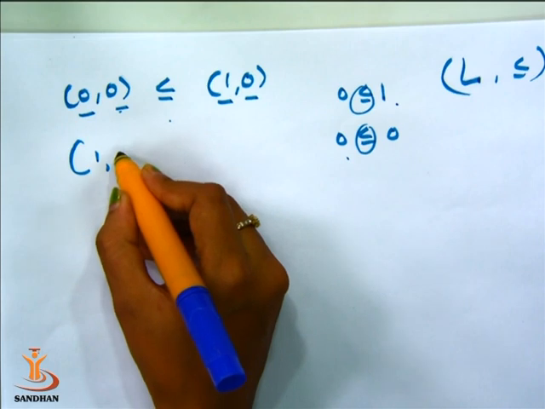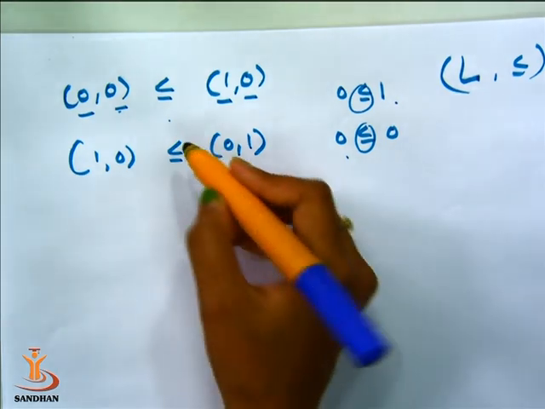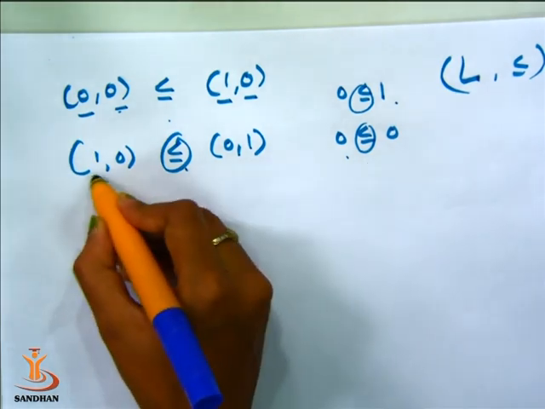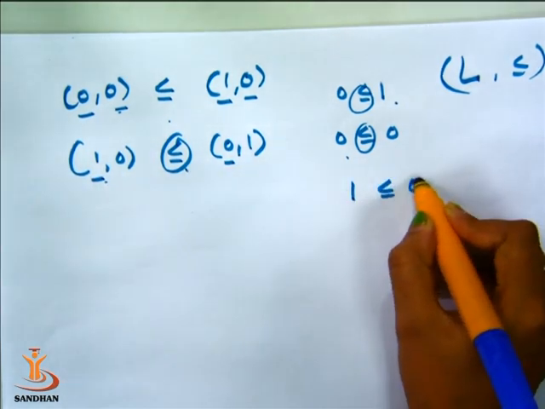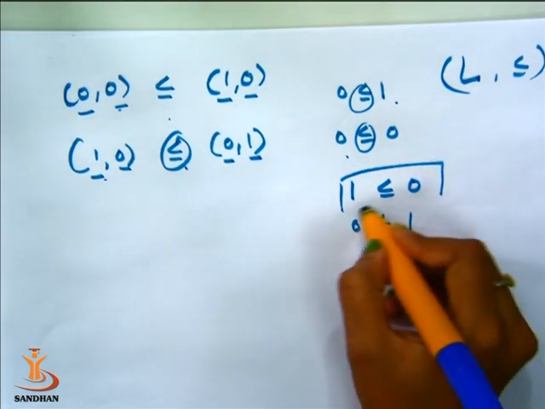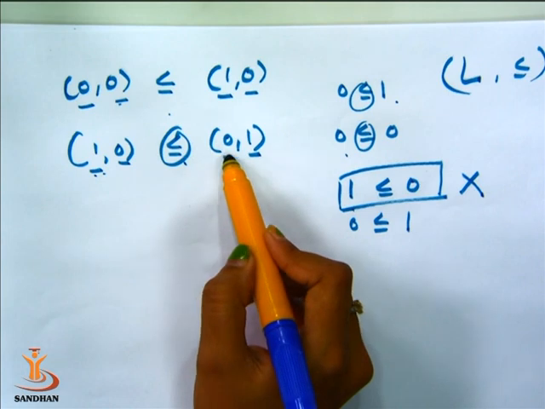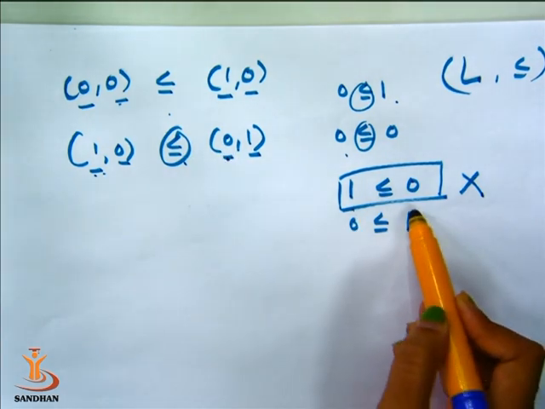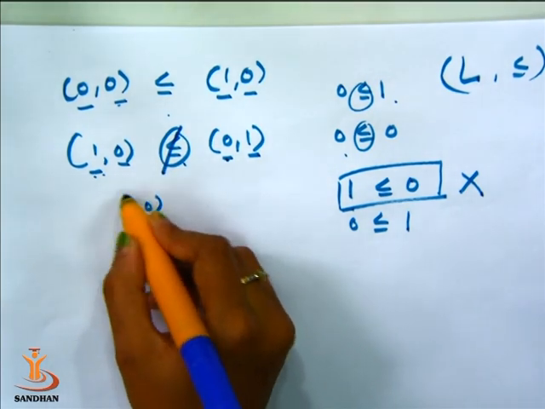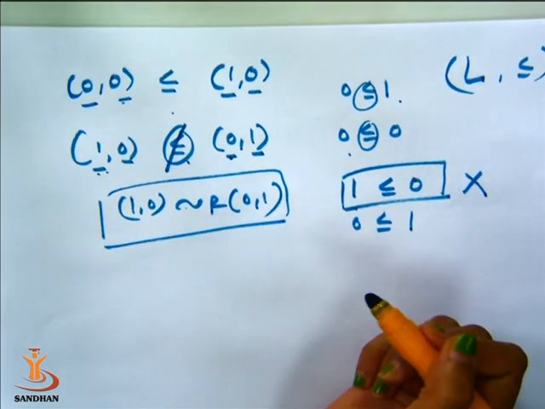Similarly, is (1, 0) related to (0, 1) or not? To check whether (1, 0) and (0, 1) are related, we have to check 1 related to 0 and 0 related to 1. Now we can see that 1 less than or equal to 0 is not possible, right? So the first element is not related to the other element. We can say that (1, 0) and (0, 1) are not related. So we cannot join (1, 0) and (0, 1) because they are not related to each other.